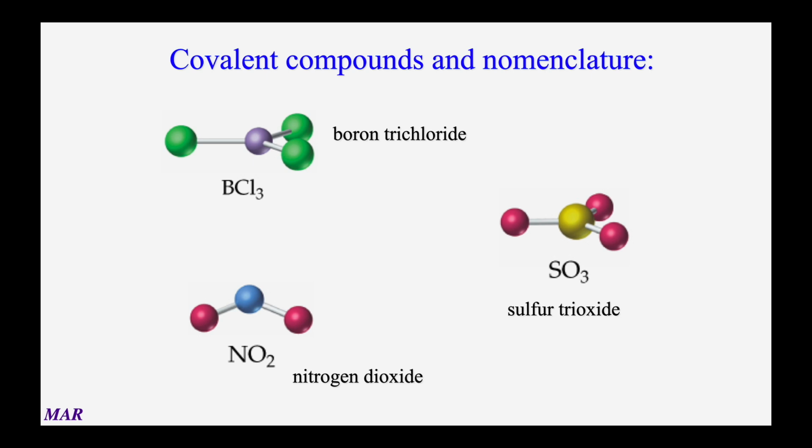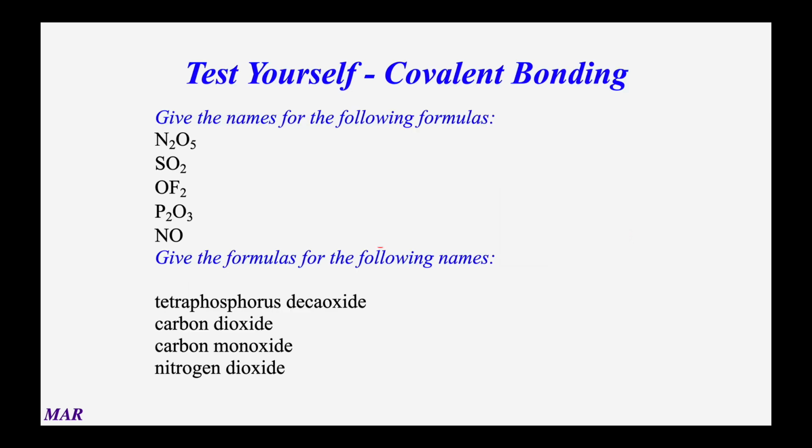They're a little easier, I think, than the ionics, but remember, these rules only apply when you have nonmetals coming together with nonmetals. Here's some examples to give us some more practice with these. These are all covalent bonded molecules. Now, the first one there is N2O5.